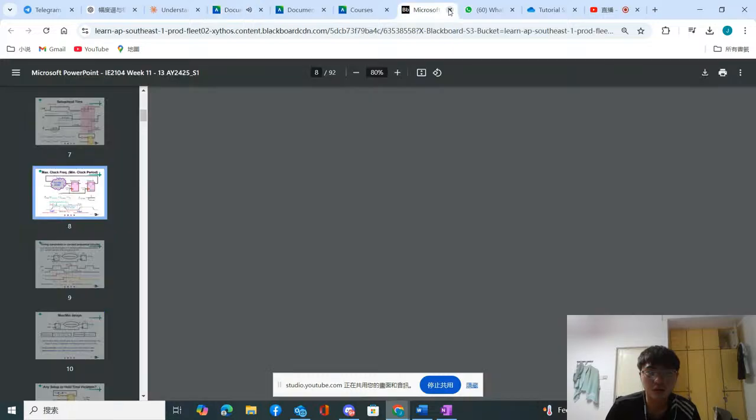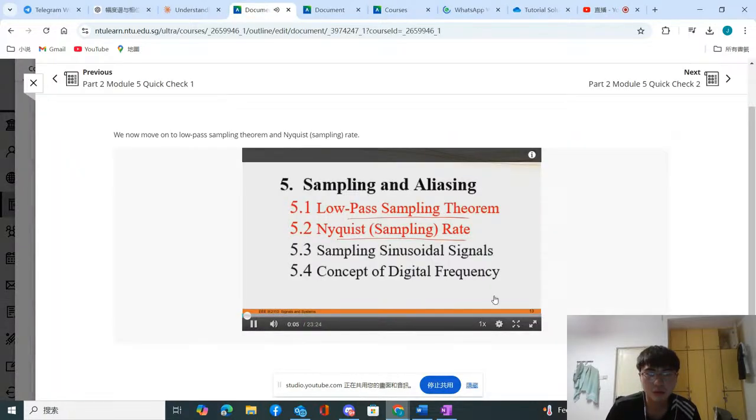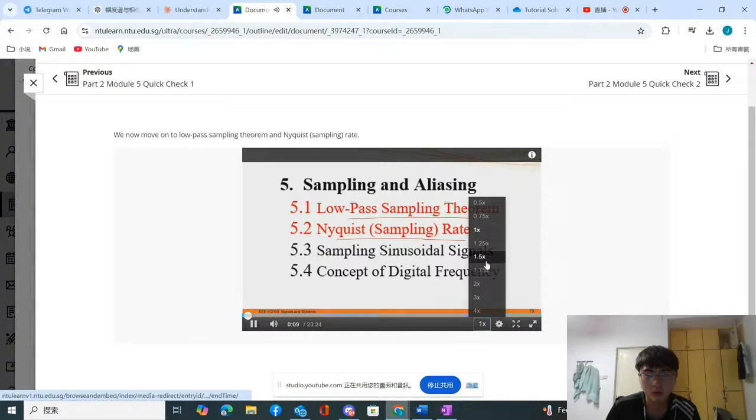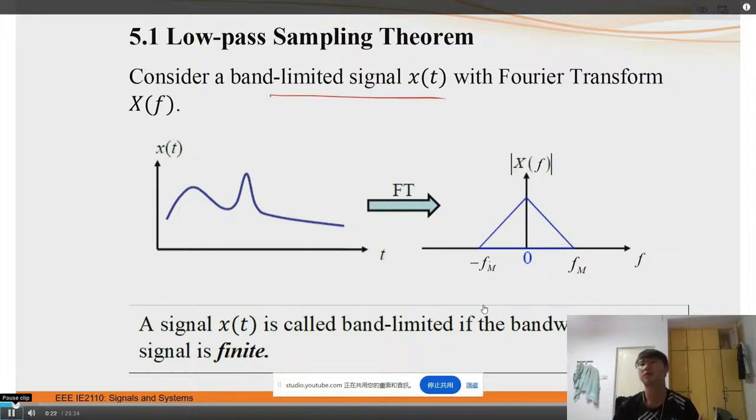In this lecture, we are going to answer the question of how we must choose the sampling rate by developing the low-pass sampling theorem and also introduce the concept of the Nyquist sampling rate. Let us consider a band-limited signal x(t) with a Fourier transform capital X(f). This is x(t) in the time domain, with its amplitude spectrum shown here from minus fm to fm, where fm is the bandwidth of the signal.